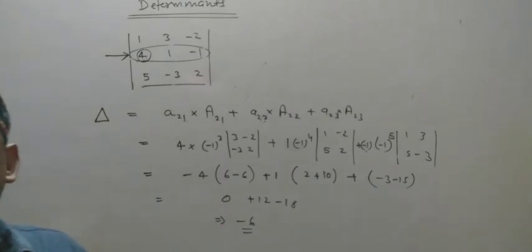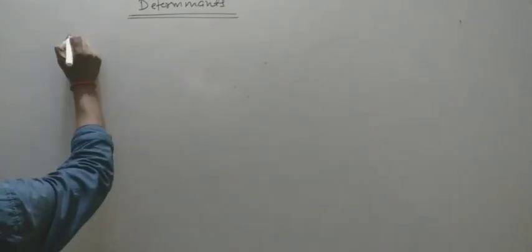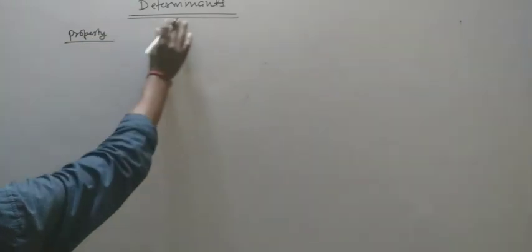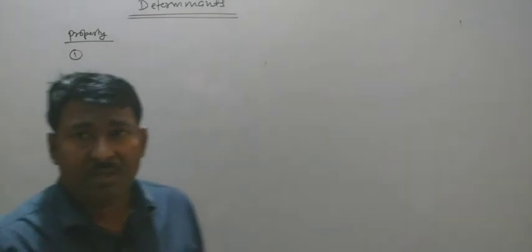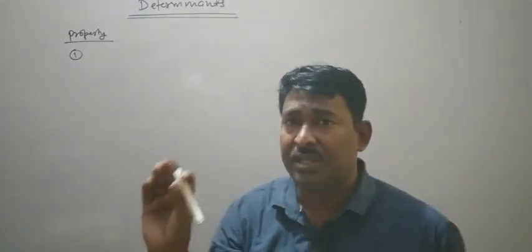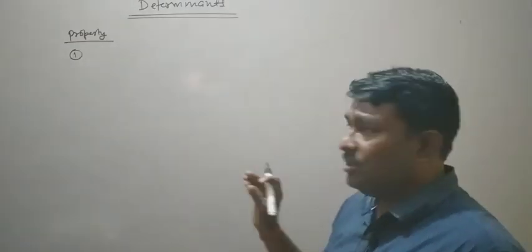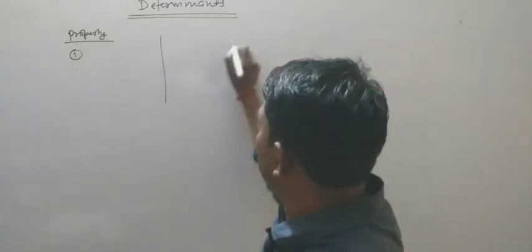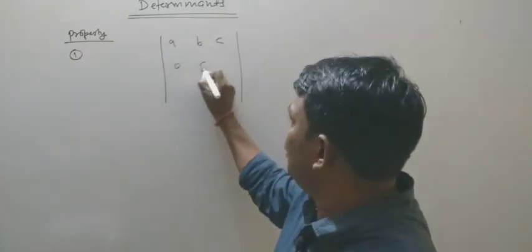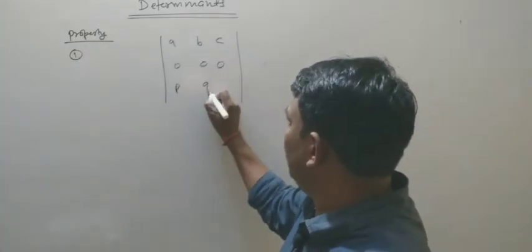Now coming to the properties of a determinant. Property number 1: if all elements of any row or any column are 0, suppose a, b, c, and here 0 0 0, here p, q, r.